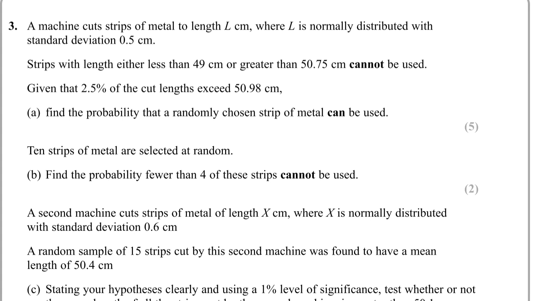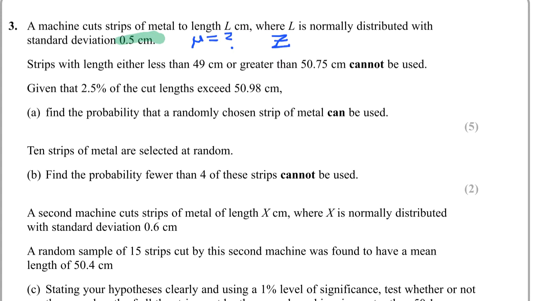So let's read what we've got to do with question 3a. We've got to find the probability that a randomly chosen strip of metal can be used. So I'm going to highlight some key information. First of all, we've got our standard deviation there. But what I don't see is a mu anywhere. So because we haven't got a mu, I'm going to put a question mark about that. That's giving me a clue that we're probably going to need to use a Z distribution.